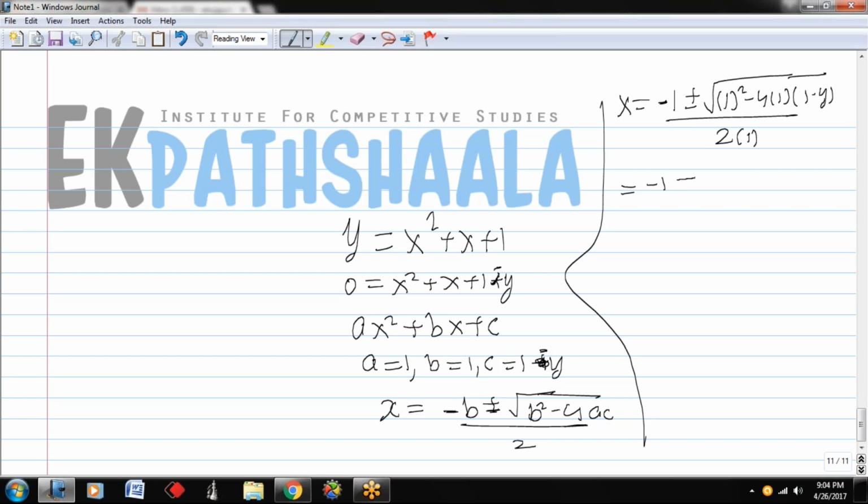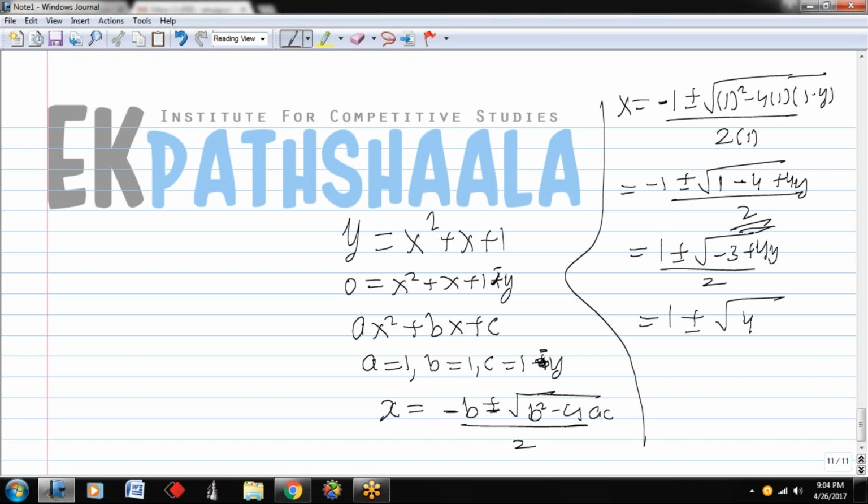This becomes minus 1 plus minus this minus 4 plus 4y upon 2. Solving this becomes minus 3 plus 4y upon 2. Let us simplify it and write it in a proper way. So my x is basically 1 plus minus the square root of 4y minus 3, upon 2.